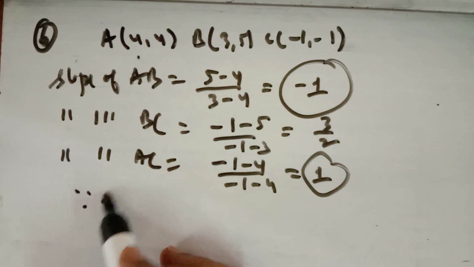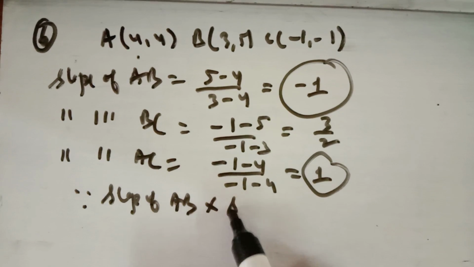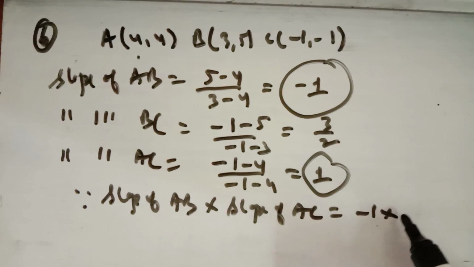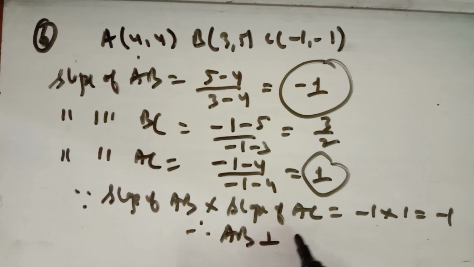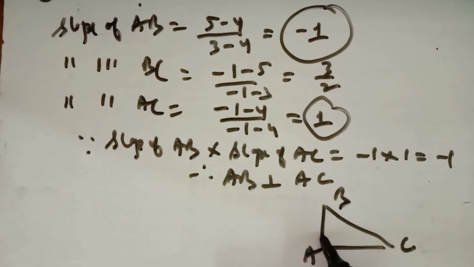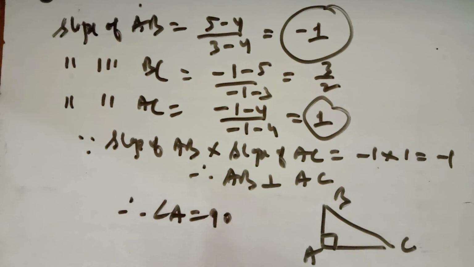Now the product of these two slopes is coming out to be -1, because the slope of AB multiplied by the slope of AC is -1 into 1, that is -1. Therefore AB is perpendicular to AC. It means the triangle is right angle at A. Therefore angle A is equal to 90 degrees. So therefore it is a right angle triangle.